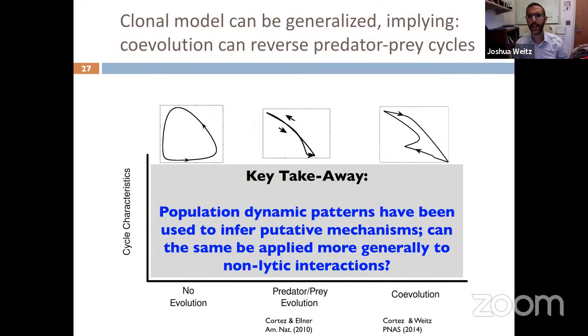So the takeaway here for the purposes of today's lecture is that population dynamic patterns have been used to infer putative mechanisms, meaning seeing these cryptic cycles, whether it's in predator-prey systems or virus-microbe systems, usually imputes the fact that evolution is going on at the same time scale as these population dynamics. But can we take this same approach more generally to non-lytic interactions, right?